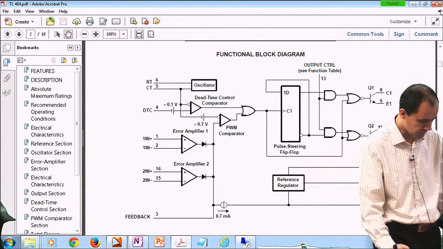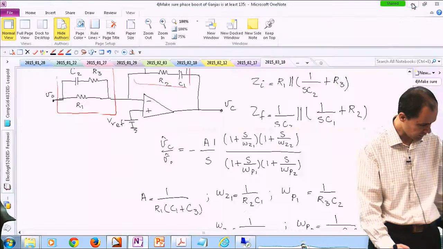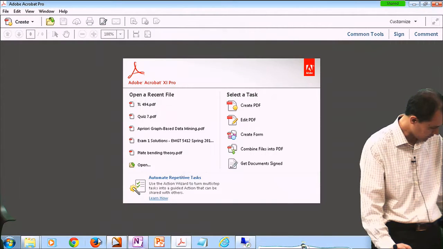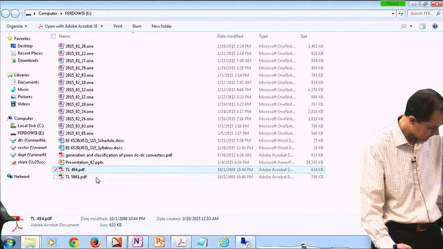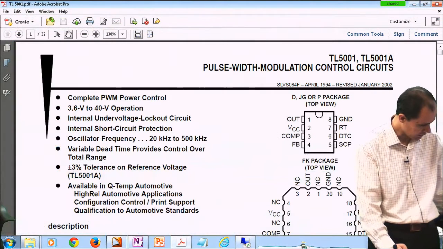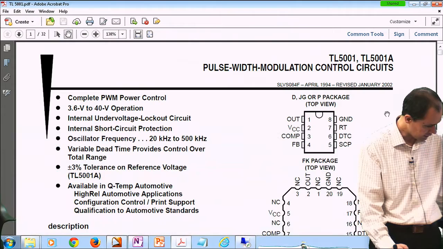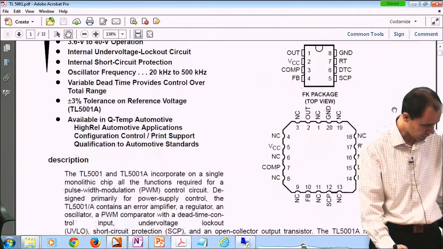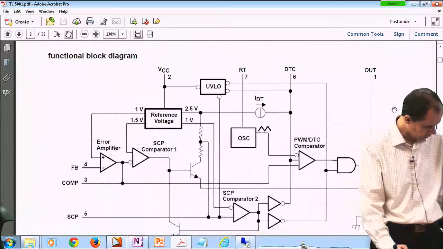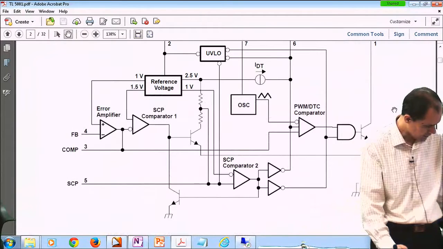There's another chip, and I'm going to post this on Blackboard as well. There is another chip that I found. There are many of them. This is also a TI product. It's TL5001. So it only has 8 pins. And this is the diagram.